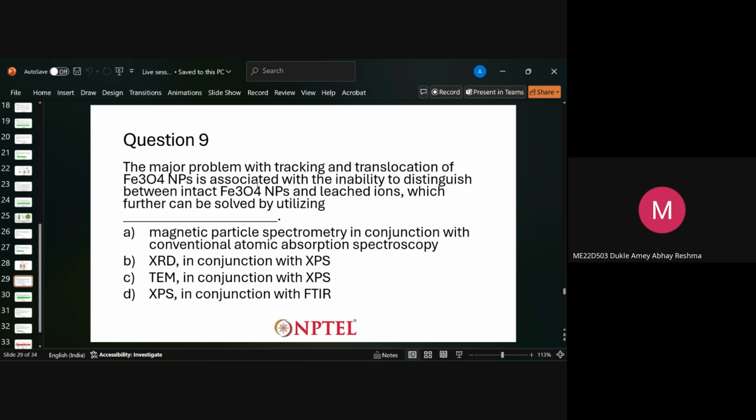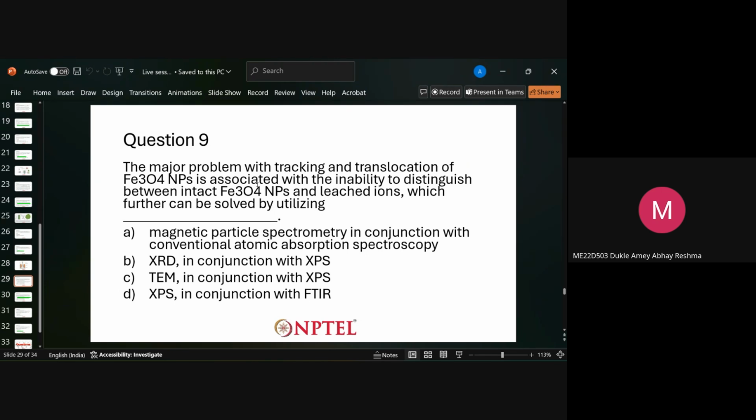The major problem with tracking and translocation of iron oxide nanoparticles is associated with the inability to distinguish intact Fe3O4 nanoparticles and released ions, which further can be solved by utilizing magnetic particle spectrometry in conjunction with conventional atomic absorption spectroscopy, XRD in conjunction with XPS, TEM in conjunction with XPS, and XPS in conjunction with FTIR.